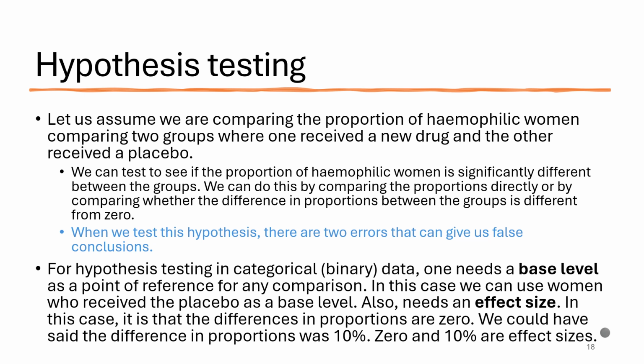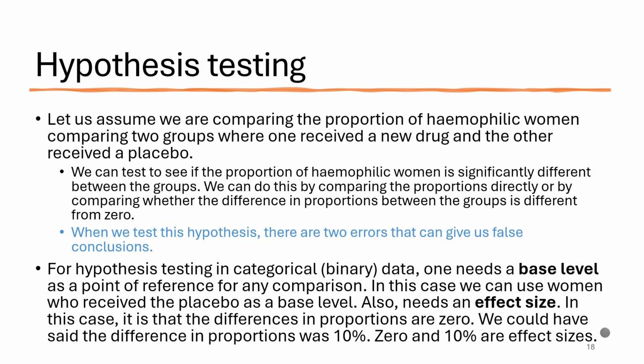When we test this hypothesis, there are 2 errors that can give us false conclusions, and it's important to understand this. For hypothesis testing in categorical, in this case binary data, we need a base level of comparison. So in this case, because we have a new drug and a placebo, we can use the placebo as a base level of comparison to see the effect of this new drug, whether it's going to increase the proportion of hemophilic women or reduce it.